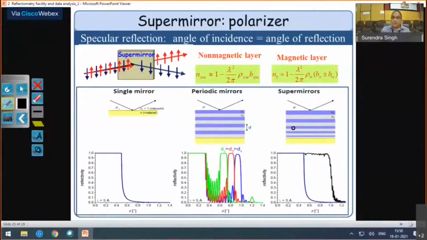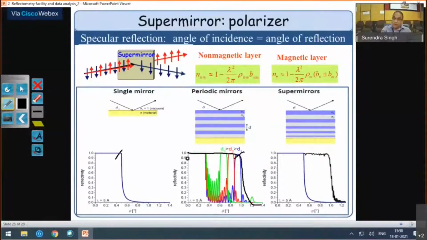It is nothing but aperiodic multilayers, where there is an overlap of many multilayers. Your theta c is also extended, because all this overlap gives you higher reflectivity. A single layer has this theta c. But when you make a multilayer where your Bragg peaks are overlapping, you are extending this theta c up to here. So theta c has gone up to here.